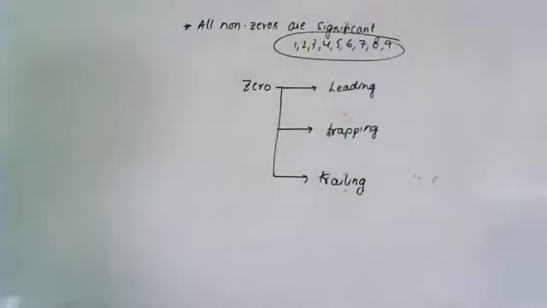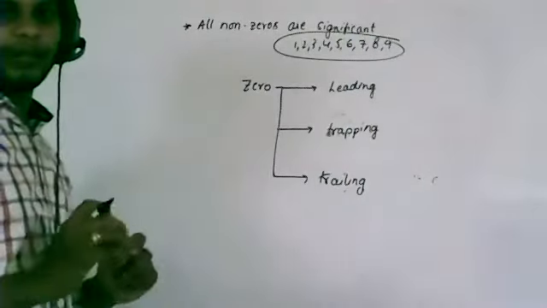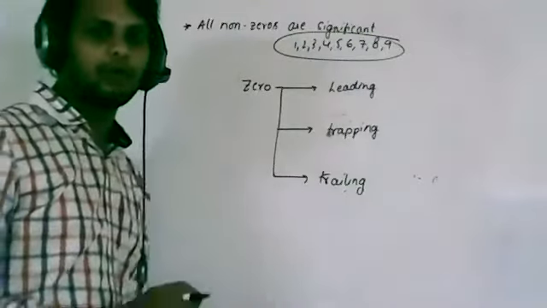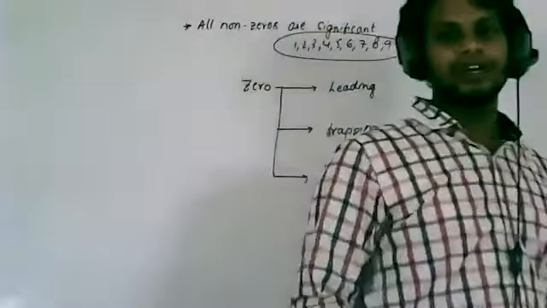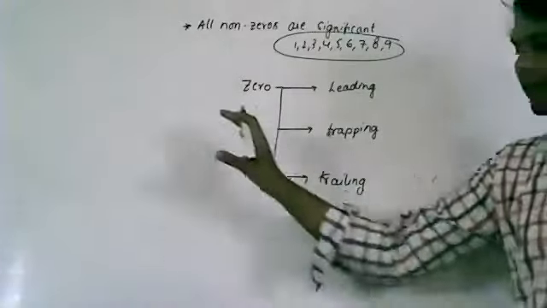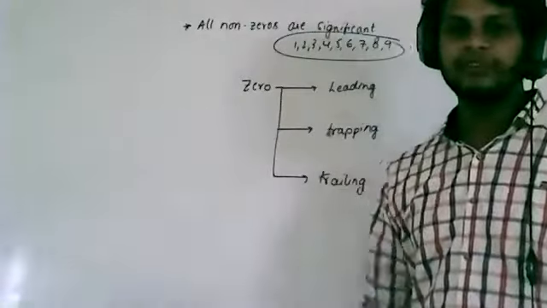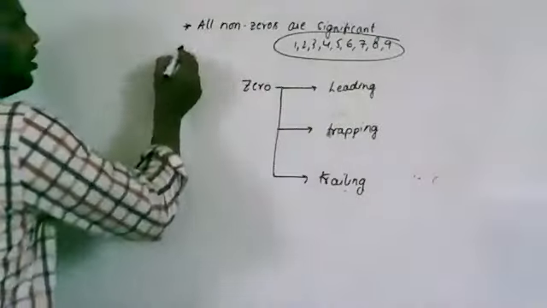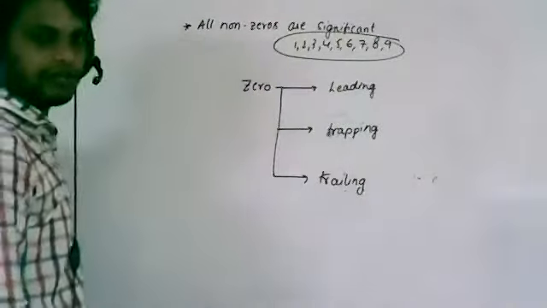So if you feel difficult to remember all the rules, because from your PU examination point of view or in competitive examination point of view, they won't ask the rules of significant figures. They will give one number and ask how many significant figures are there. So instead of remembering all the rules, just follow one logic. All non-zeros are significant. Yes, done.